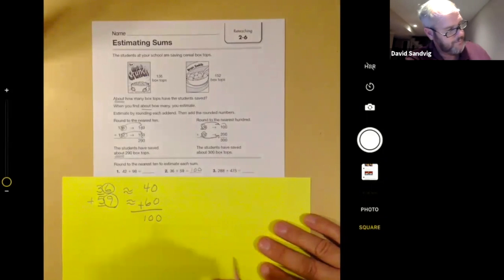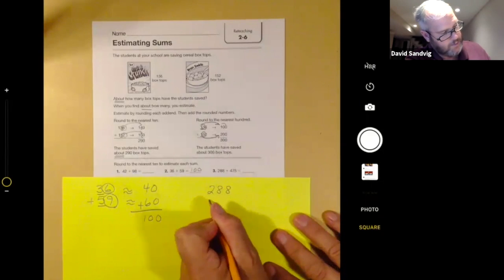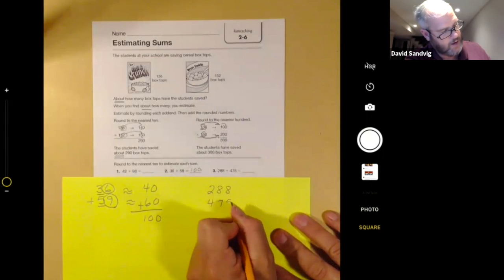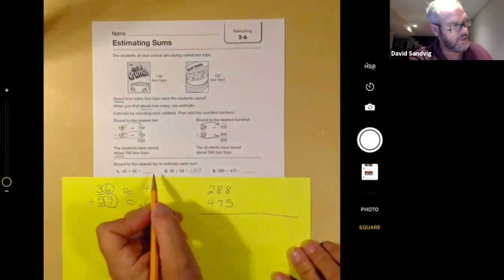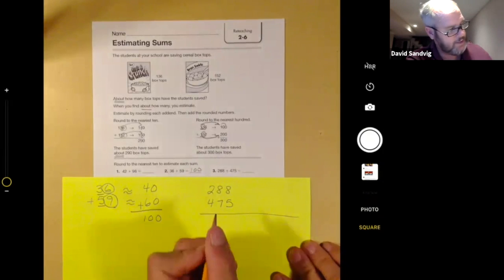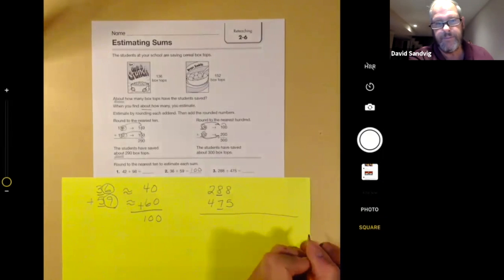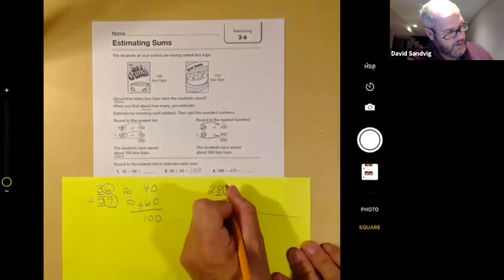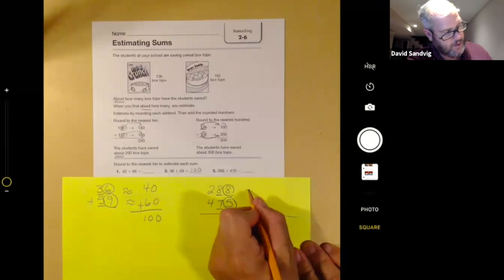Number 3, 288 plus 475. Again, we're still doing the tens place. So we're going to underline the tens place and circle the number to its right. And then we simply follow our rules.